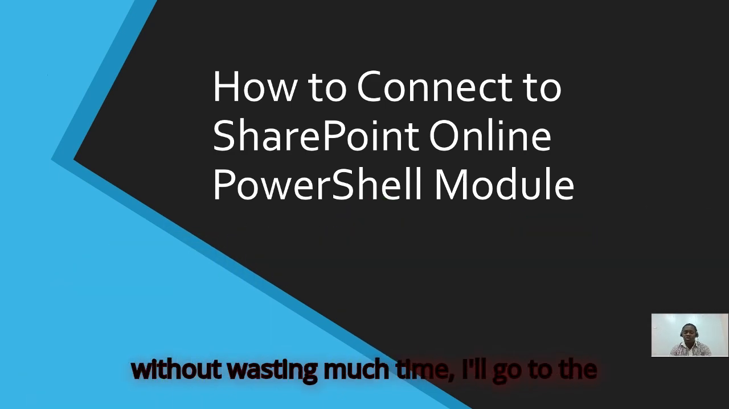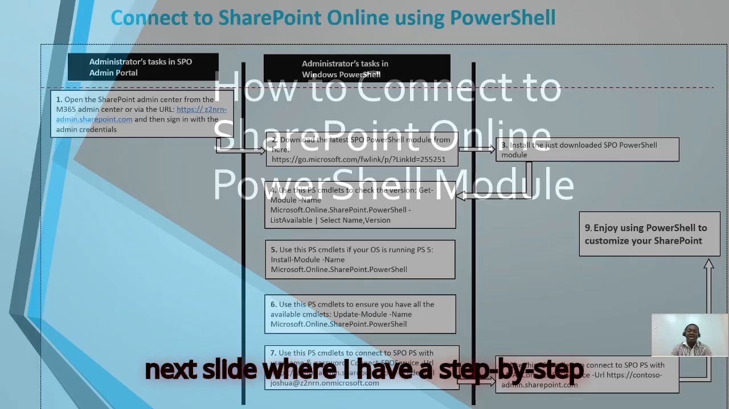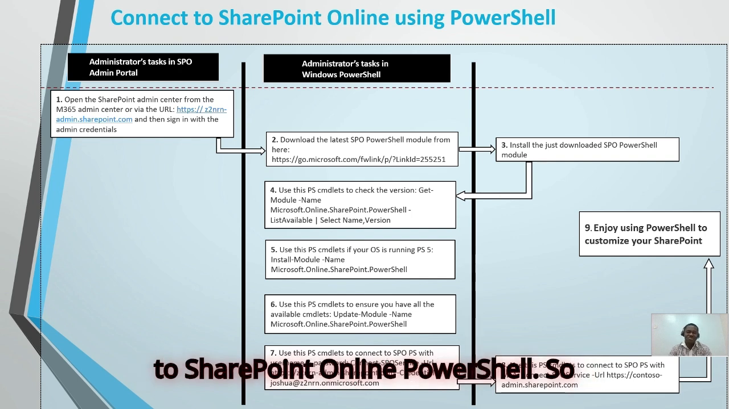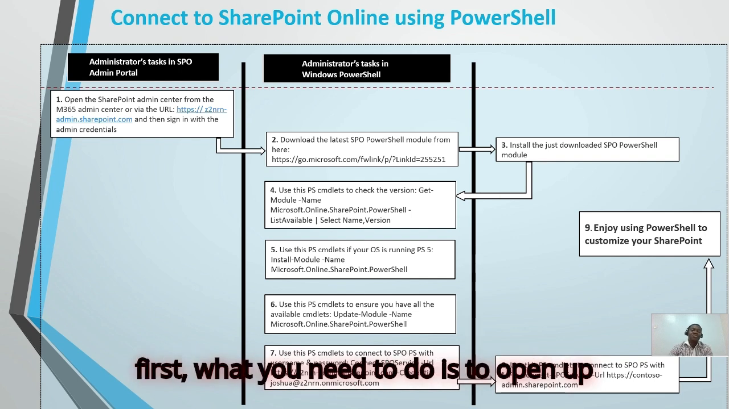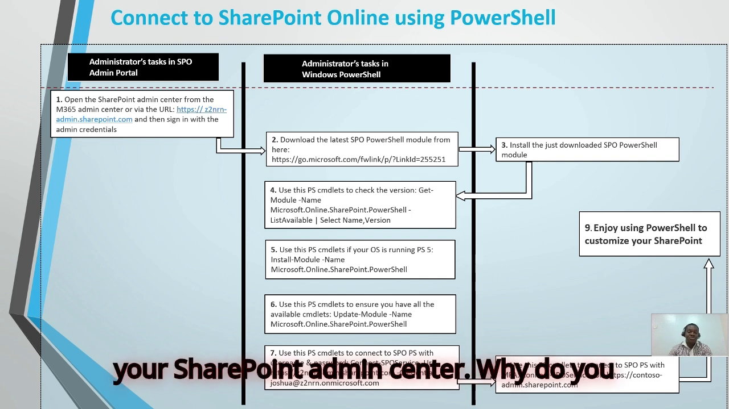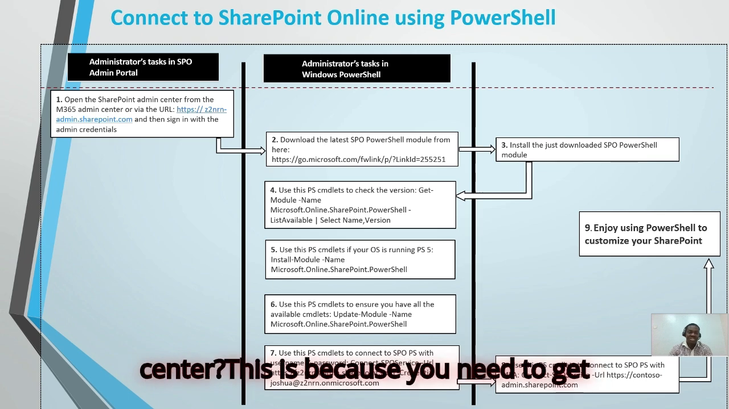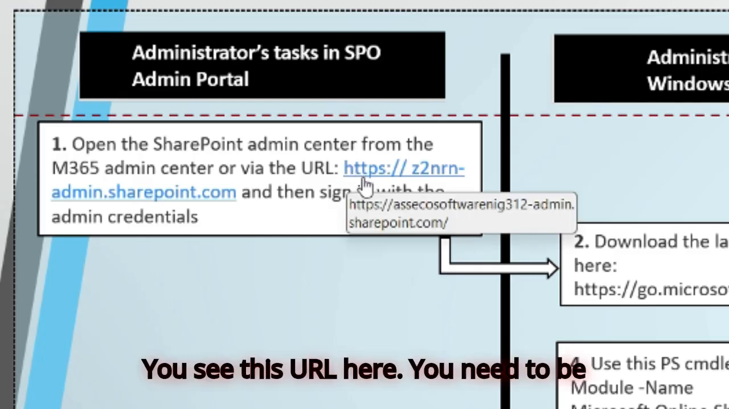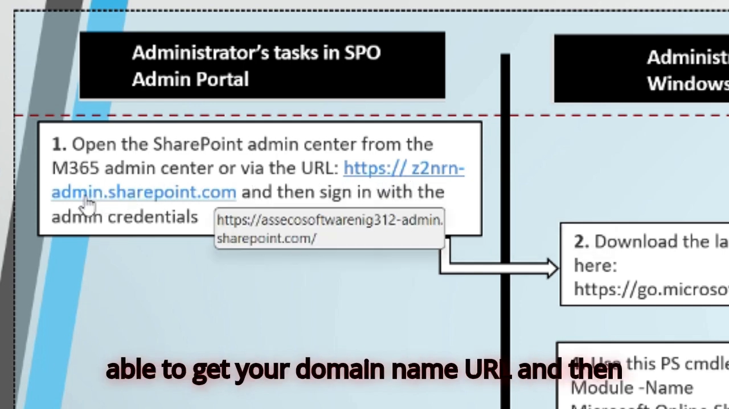So without wasting much time, I'll go to the next slide where I have a step-by-step process of connecting to PowerShell. Quickly, I'll run you through the slides and then we'll jump right in connecting to SharePoint Online PowerShell. So first, what you need to do is to open up your SharePoint Admin Center. Why do you need to open up your SharePoint Admin Center? This is because you need to get this. You see this URL here. You need to be able to get your domain name URL.